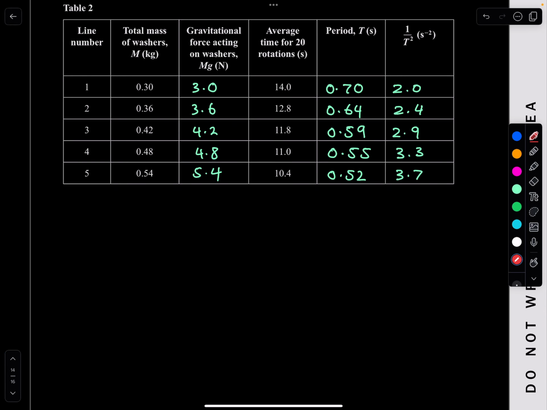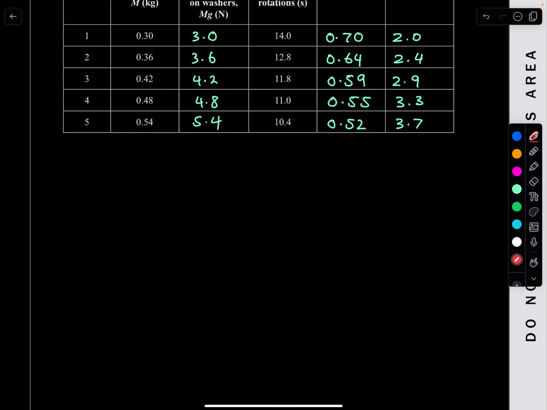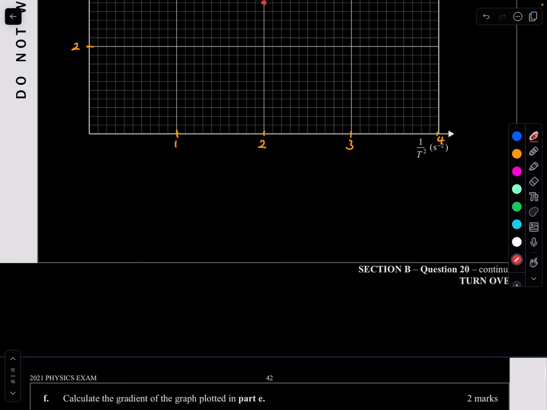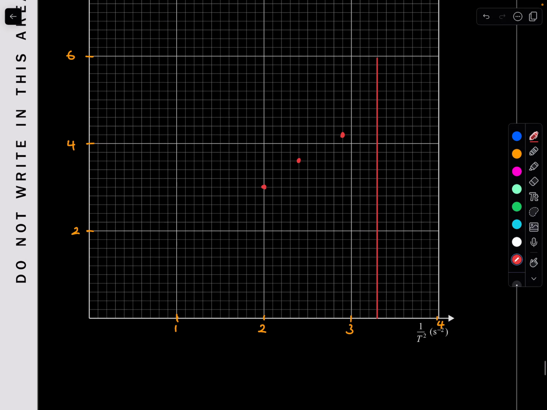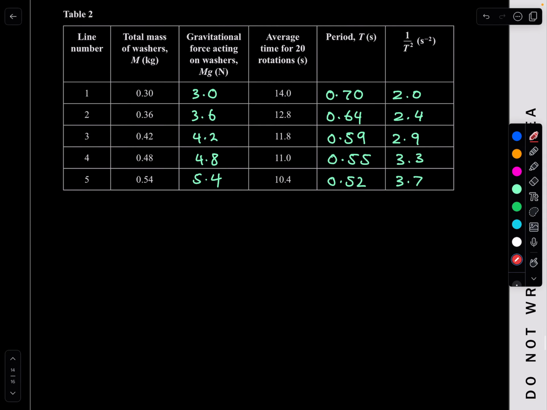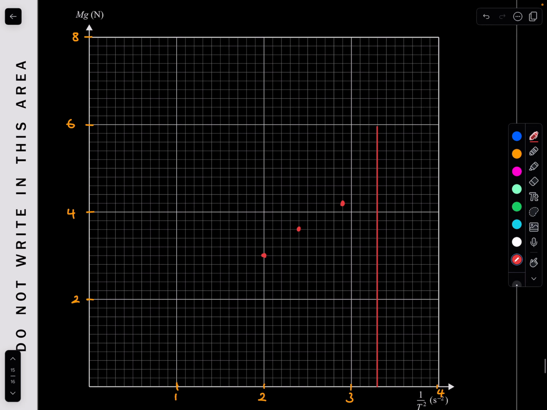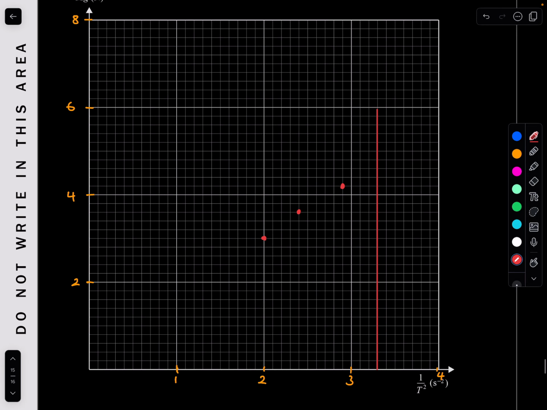3.3. 3.3 is where? 1, 2, 3 over here. So 3.3 is going to be 4.8. 4.8 is going to be, so 2, 4, 6, 8, right over there. We're nearly done. Wow, this is so long.